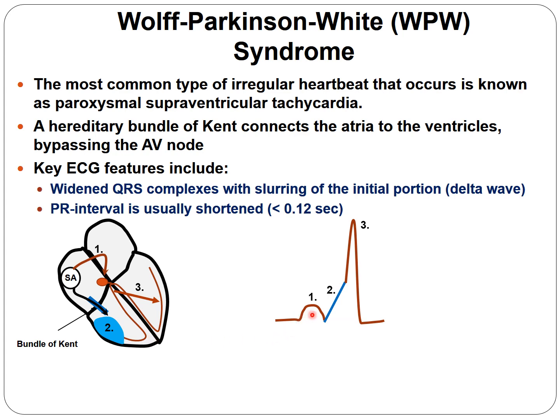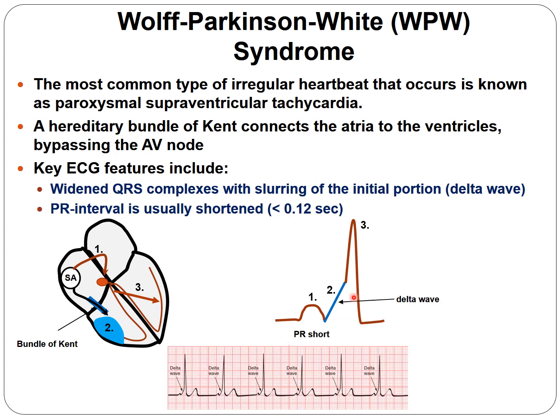This is why we have a shortening of the PR interval, so the PR distance is almost zero, and we have a slowly sloping initial part of the QRS. This way the initial part is widened and finished by a narrow QRS.